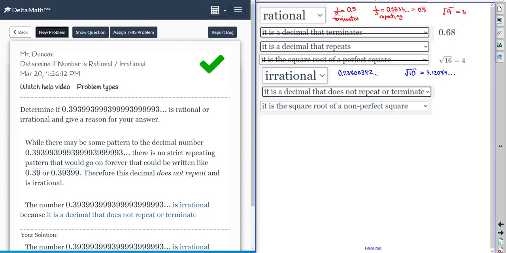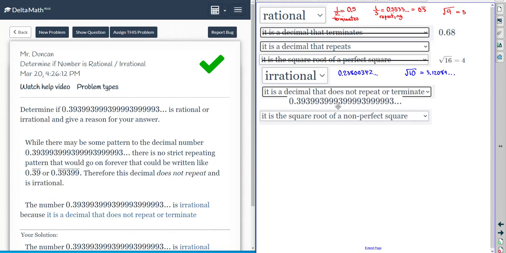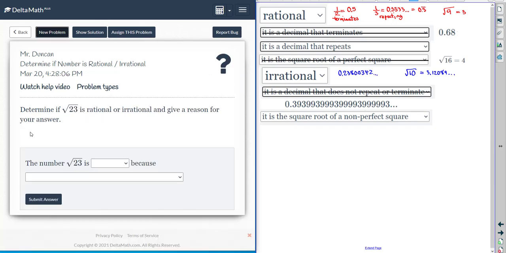And let's go ahead and paste that on our sheet. Okay, it's not going to fit perfectly, so let me go ahead and just move this underneath. So there's the example for that. So this one is a decimal that does not repeat and doesn't terminate. And let me cross that one off. Now we have an example of an irrational number for a decimal. Right, let's try another one.